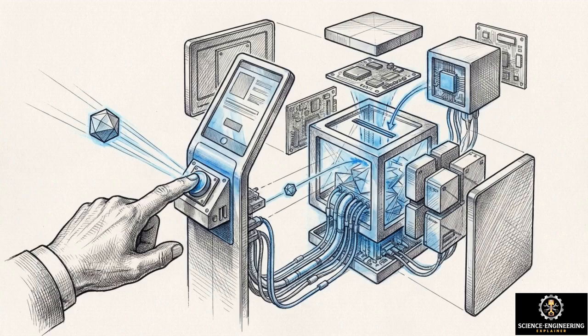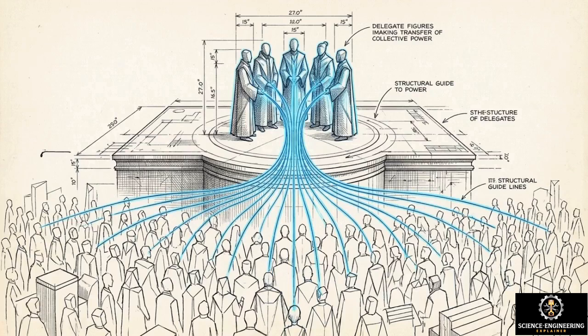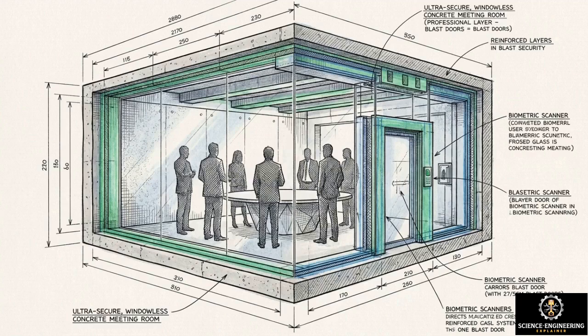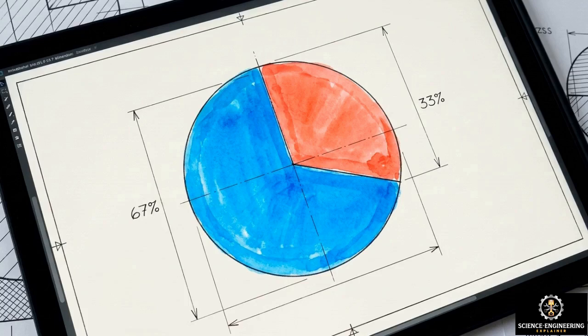To optimize for speed, some networks use delegated proof of stake, where token holders vote for a small, consolidated group of delegates to validate transactions, maximizing throughput. And in closed environments, enterprise networks often use practical Byzantine fault tolerance, which relies on a strict supermajority vote among known entities, rather than capital or computation.